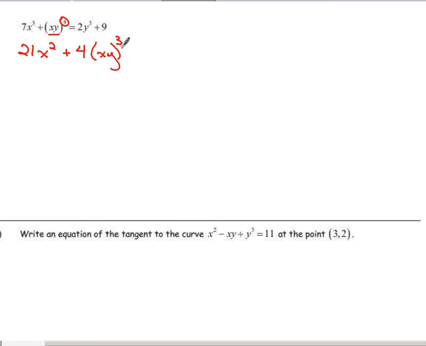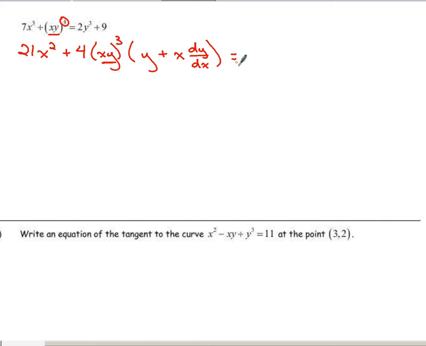Since I'm using the chain rule, got to take the derivative of the inside, which is a product of two variables. So I attach on here a derivative using a product rule. Derivative of x is 1 times y plus x times derivative of y, which is 1 dy/dx. That completes your chain.